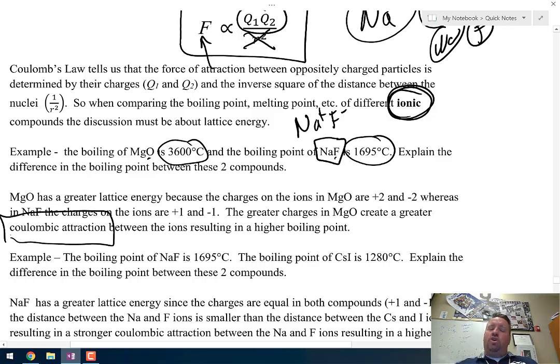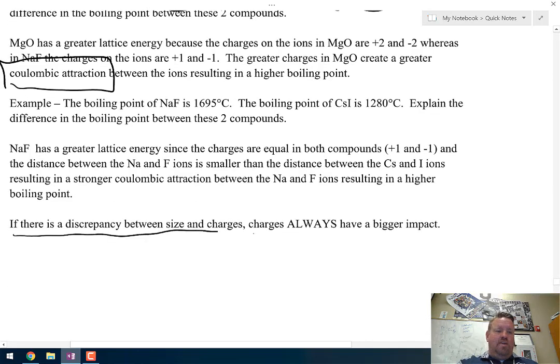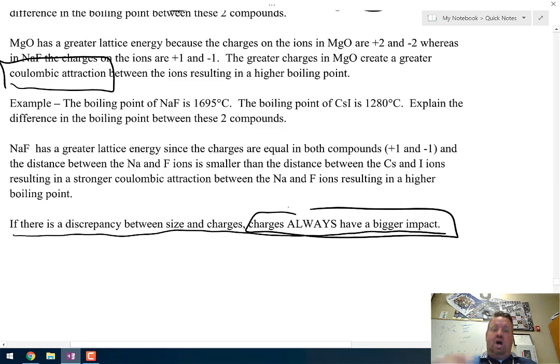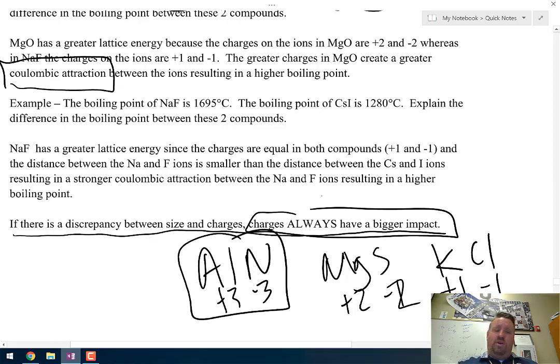Okay, now what if the sizes and charges don't agree? Let's come down to the very bottom. If there is a discrepancy between sizes and charges, well, this one's smaller, but this one has a greater charge. Which one wins? Charges, in this case, always have the bigger impact. Okay, LaN, which is +3, -3, is going to have a way bigger boiling point than MgS, which is +2, -2, or KCl, which is +1, -1. That one's always going to win. Charges are always more important with lattice energy.